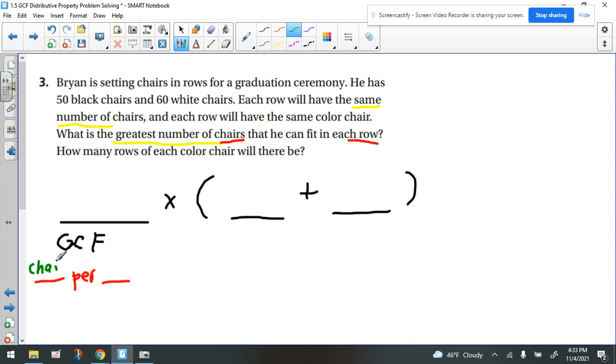Now another little hint is that usually the word that you put after the word per is also going to be the label that's going to go here, but we're going to need an adjective to describe how this row of chairs is different than this row of chairs. And where do we look for that? We go back into the word problem and we look. So we're dealing with 50 black chairs and we're dealing with 60 white chairs. So we're going to have a bunch of black chairs and we're going to have a bunch of white chairs. All right, so we still need to find the GCF, but we have our scaffolding ready to start putting some numbers in. We'll find the GCF of 50 and 60.